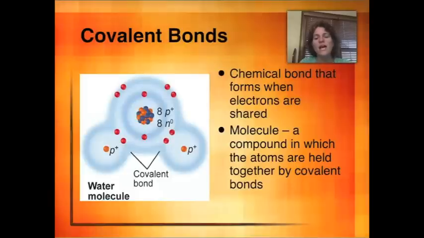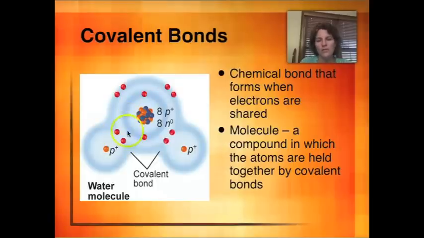So let's take a look at the first type of chemical bond, which we're going to discuss, which is called a covalent bond. Covalent refers to the idea, anytime you see this prefix co, that means they're going to share. So covalent, the atoms involved will share electrons. It's a chemical bond that forms when electrons are shared. This specifically creates a molecule. So any elements that combine in a covalent bond are called molecules.